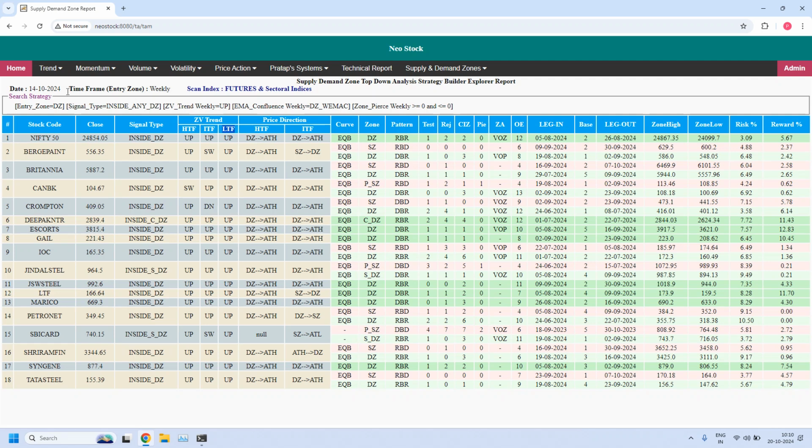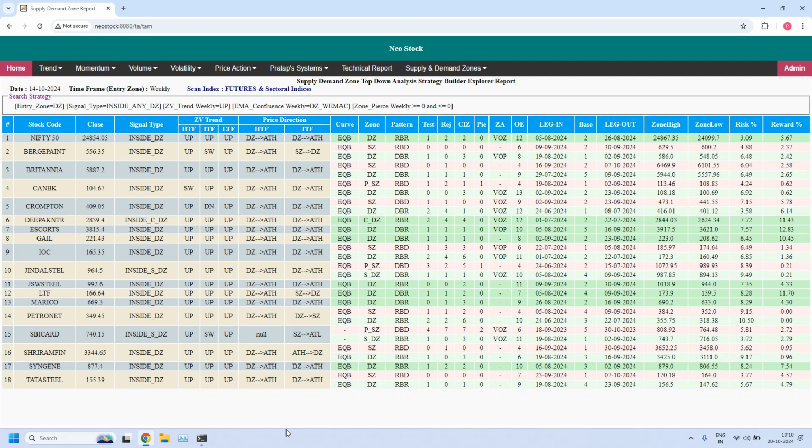Whichever time frame you select, that time frame will be treated as an LTF, lower time frame, by our software. So the weekly trend is an uptrend. And all these weekly demand zones have weekly EMA confluence. Now you can analyze these stocks that way and plan your trades.